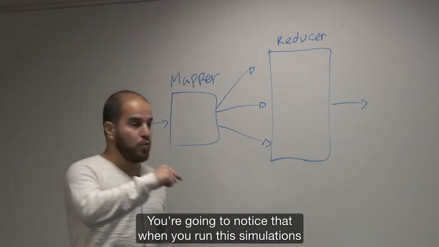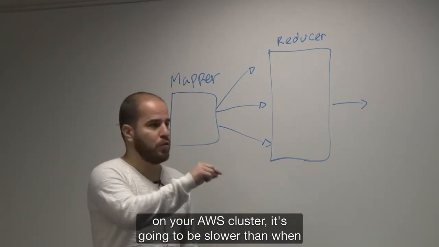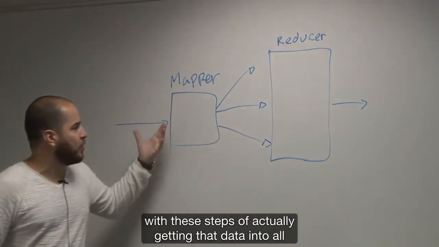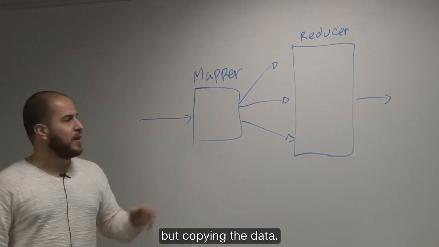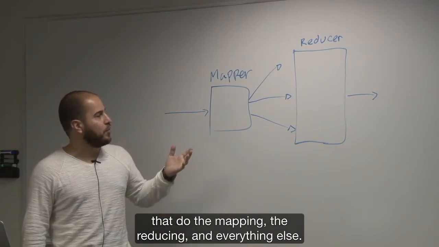You're going to notice that when you run these simulations on your AWS cluster, it's going to be slower than when you run on your box. That's because there's a lot of latency with these steps of actually getting that data into all of the nodes, in this case just 3 nodes, but copying the data. There's also a bunch of services running that do the mapping, the reducing, and everything else.